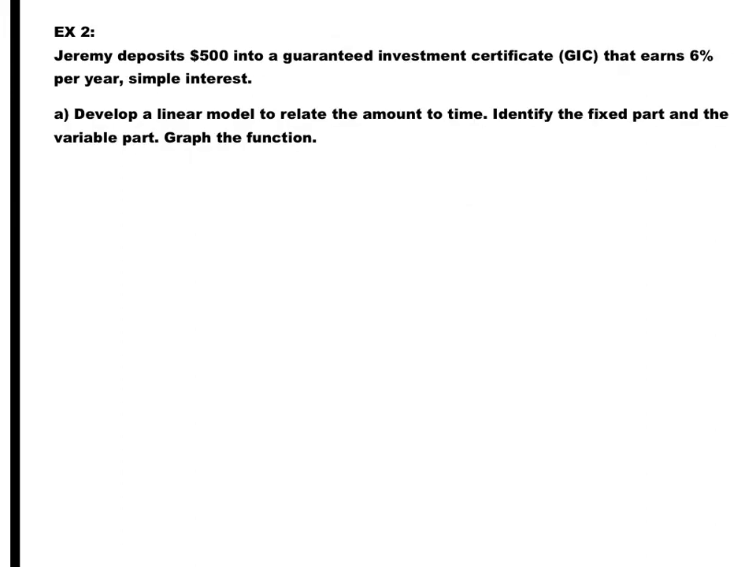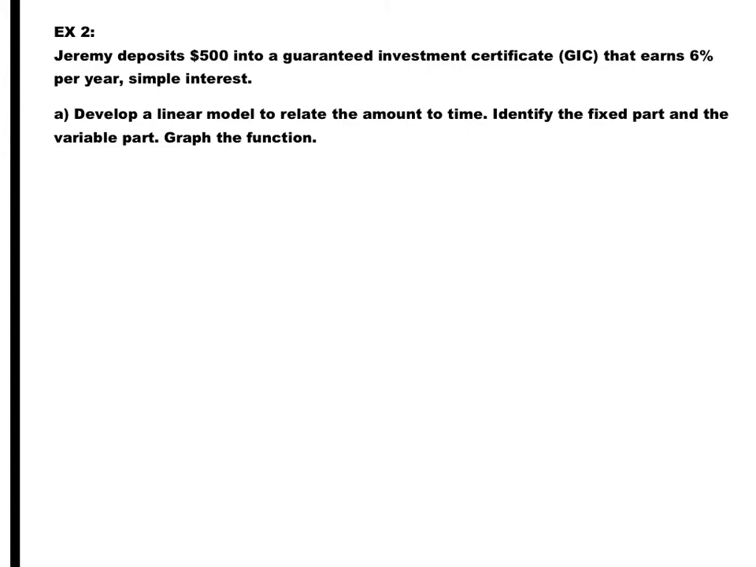The next example, we have Jeremy, who deposits $500 into a guaranteed investment certificate that earns 6% per year simple interest. The first part, we have to come up with a linear model to relate the amount to time. Identify the fixed part and the variable part, and then graph the function.